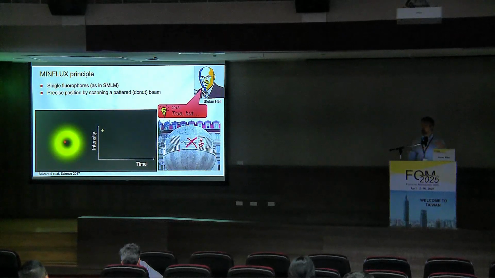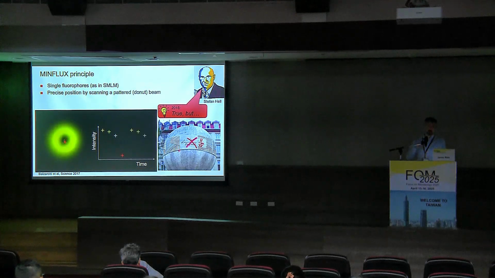In MINFLUX, we don't use a camera for imaging our single fluorophores, but we image the fluorophores by scanning a pattern beam around it. But the same as in single molecule localization microscopy, it is a technique to localize and to image single isolated fluorophores far away from all other fluorophores. So it works very well when we have these photo-switchable fluorophores, like for localization microscopy imaging, or for single particle tracking at ultra-low densities. So in MINFLUX, the donut-shaped beam typically is scanned around the single fluorophore. We know the position of the beam. We measure the intensity of the single fluorophores, and from this we can precisely triangulate the position.